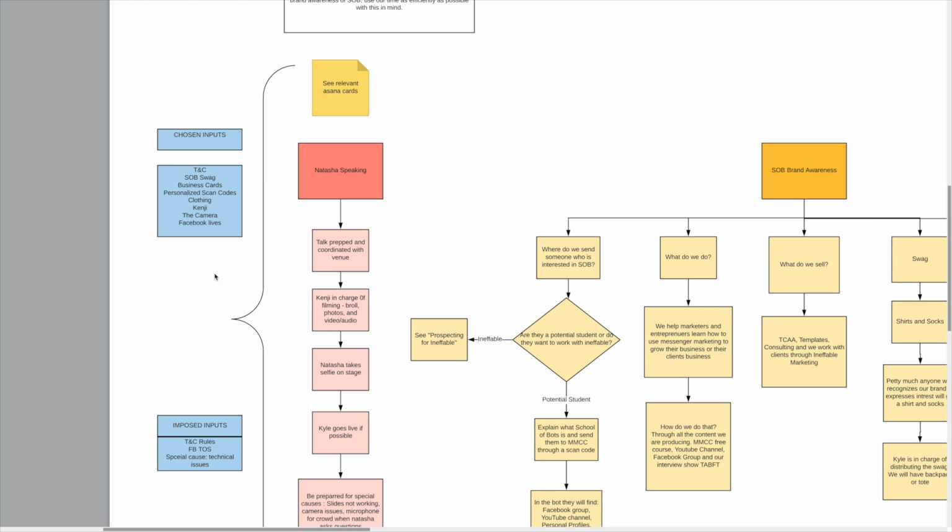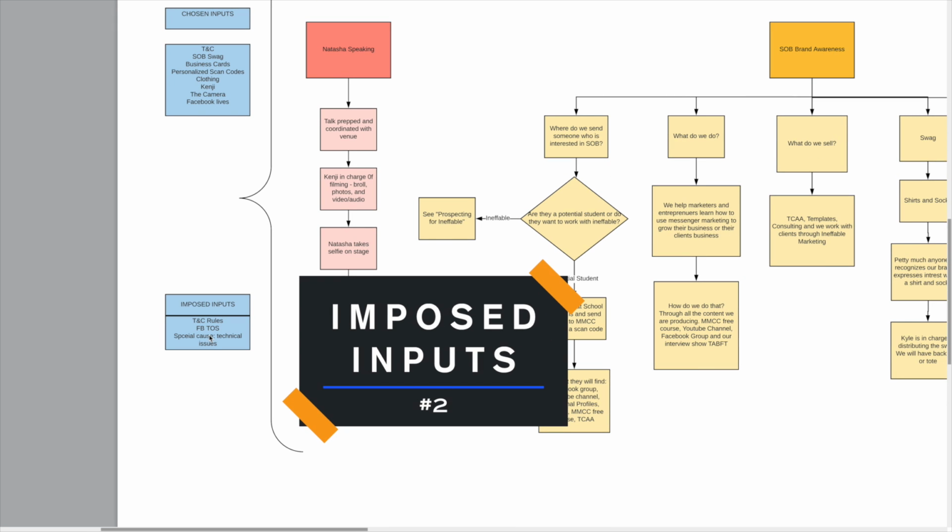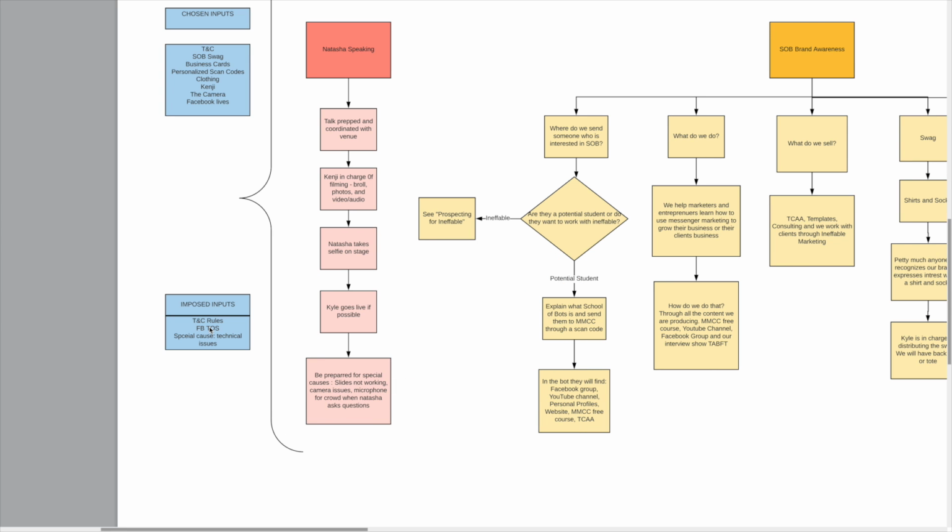All right, so the next variable here is going to be our imposed inputs. So the imposed inputs are things that you don't have control over. These are things like traffic and conversion rules. You know, is Natasha allowed to have a call to action on stage? Absolutely not. So that is an imposed input that we have to be aware of as we're going through our processes in the system. The next imposed input is going to be Facebook's terms of service.